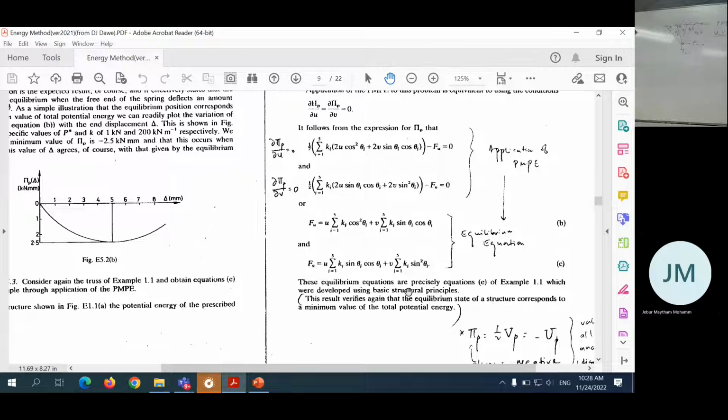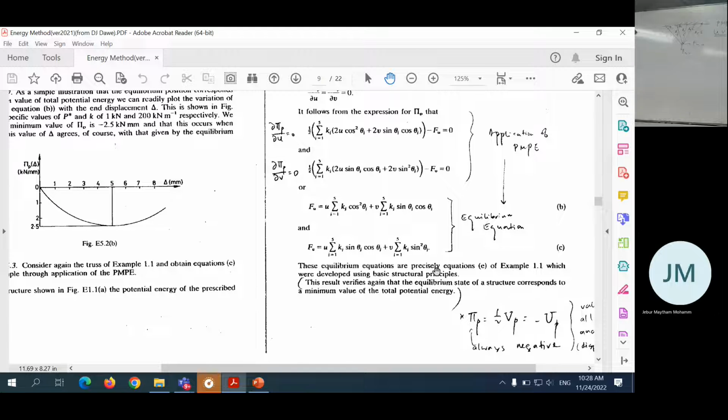So what we don't know is U and V. We need to solve for U and V using these two equilibrium equations for this problem, which has 2 degrees of freedom. Okay. So we get the equilibrium equations using PMPE, without going through the normal way. Application of PMPE actually gives us the equilibrium equations, then we can solve for the displacements that we want.